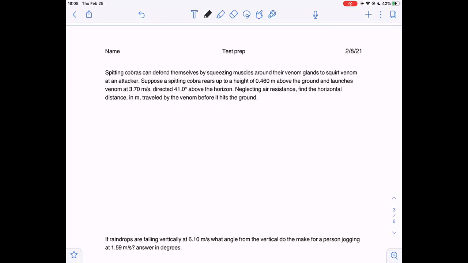On this one, we have a spitting cobra can defend themselves by squeezing muscles around their venom glands to squirt venom at an attacker. Suppose the spitting cobra rears up from a height of 0.46 meters above the ground and launches venom at 3.7 meters per second, directed 41 degrees above the horizon. Neglect air resistance, find horizontal distance in meters traveled by the venom before it hits the ground. It's a wordy problem.